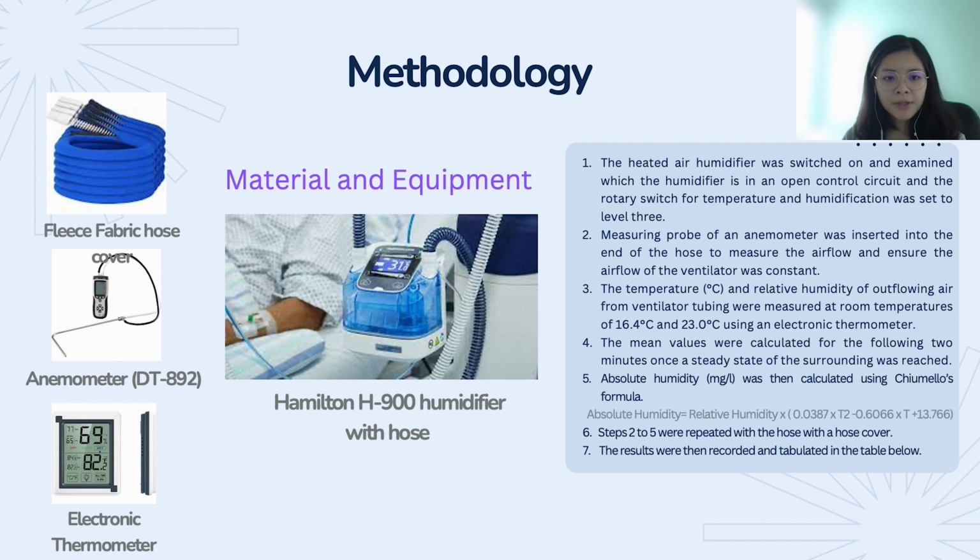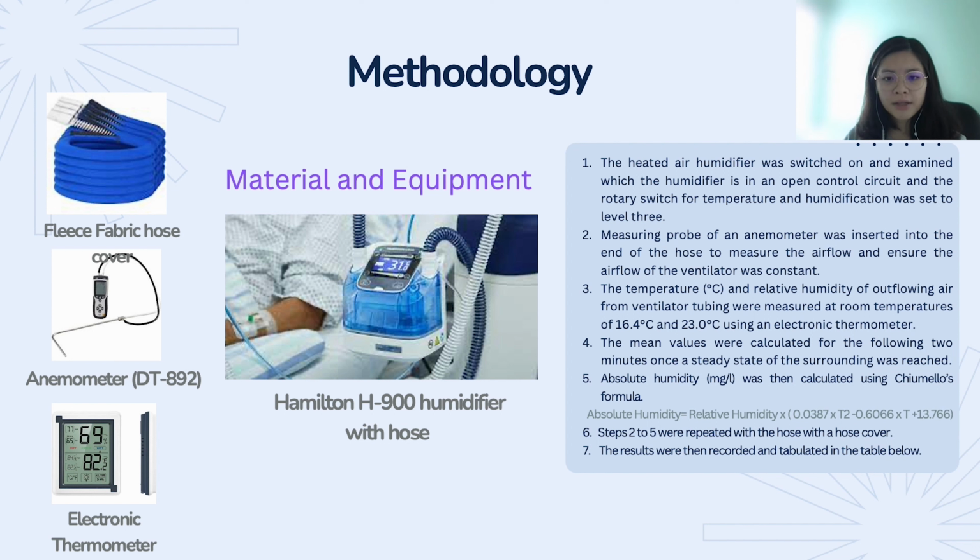First, we are going to have a Hamilton H900 humidifier with hose, a fleece fabric hose cover, an anemometer DT892, and an electronic thermometer. First, we heat the air humidifier and examine whether the humidifier is in an open control circuit, and the rotary switch for the humidifier is set to level 3 for temperature and humidification. Then, the measuring probe of an anemometer is inserted into the end of the hose to measure the airflow and ensure the airflow of the ventilator is constant.